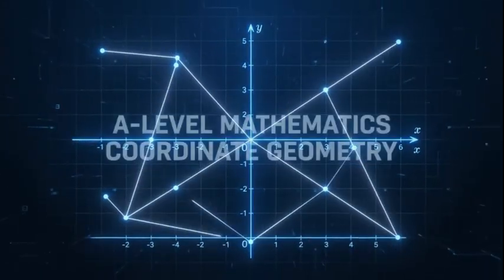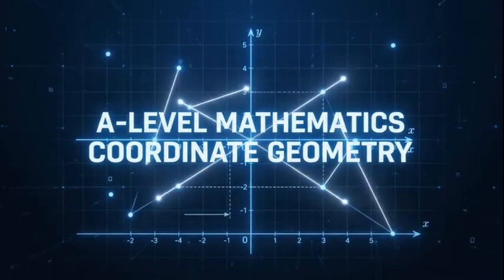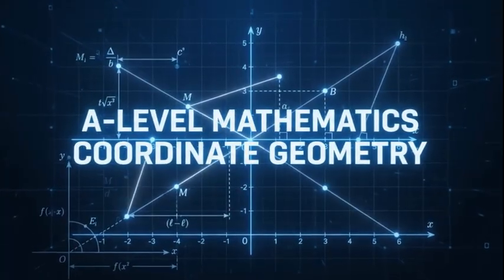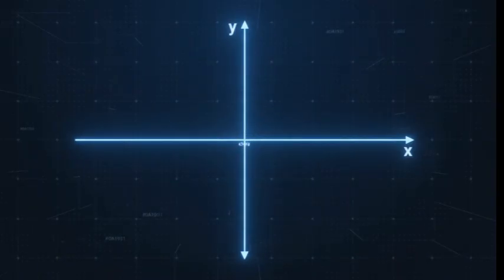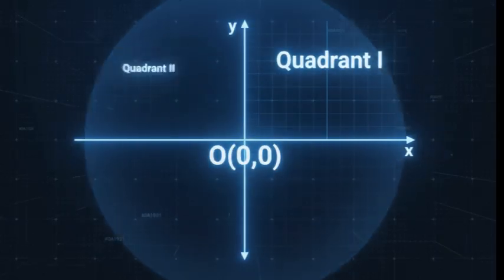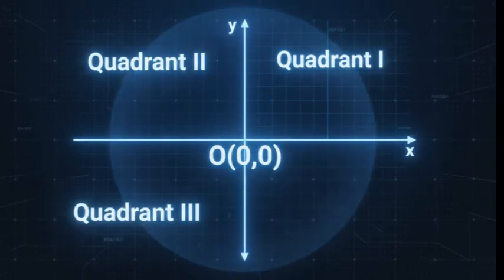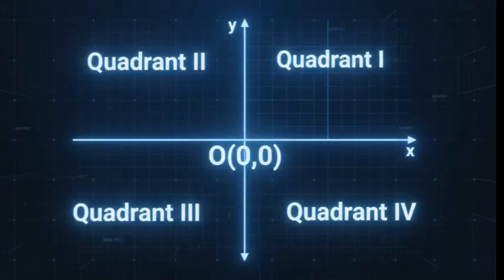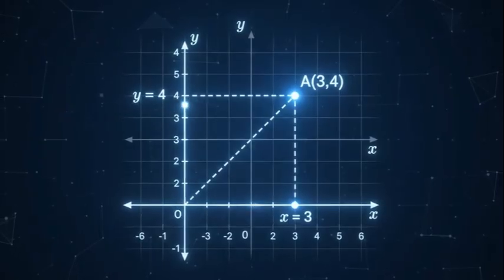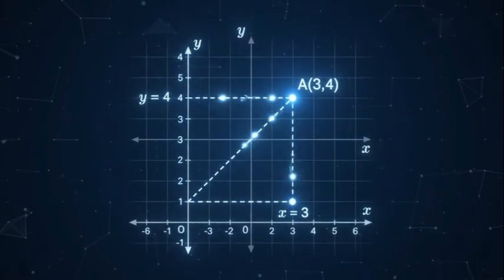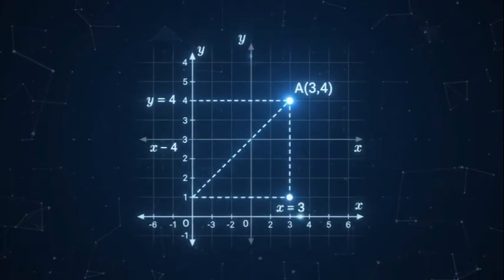In this lesson, we explore coordinate geometry and learn how algebra allows us to analyze points, lines, and geometric relationships. Coordinate geometry begins with the Cartesian plane. The horizontal axis is the x-axis, the vertical axis is the y-axis, and their intersection is the origin. Every point on the coordinate plane is represented by an ordered pair. For example, the point A with coordinates (3, 4) is located 3 units horizontally and 4 units vertically from the origin.